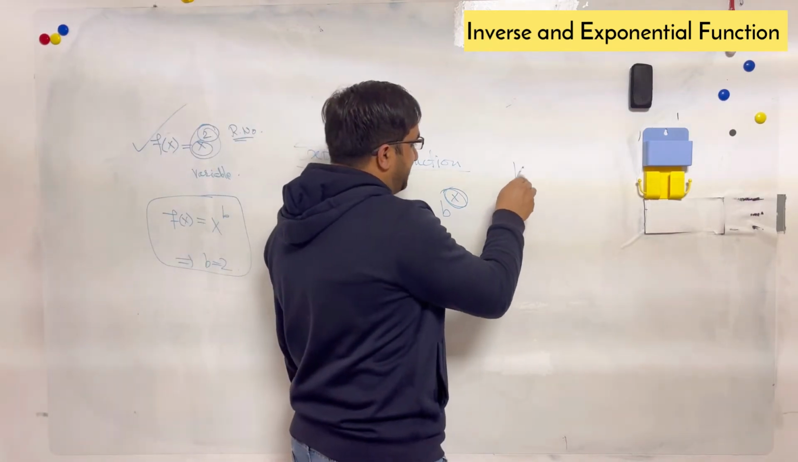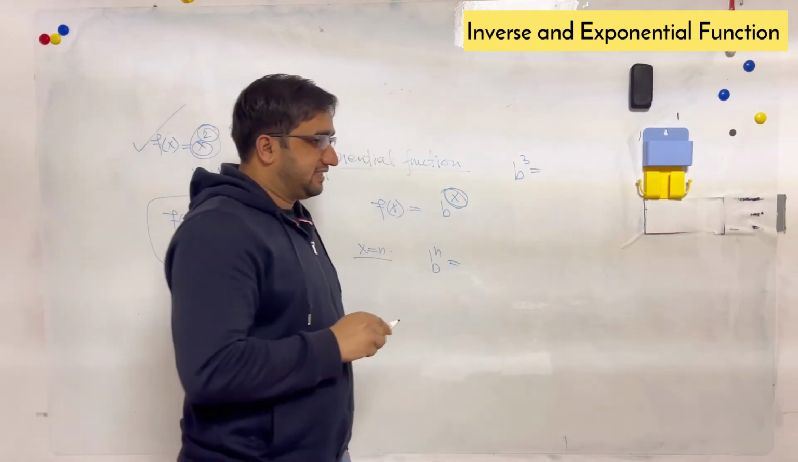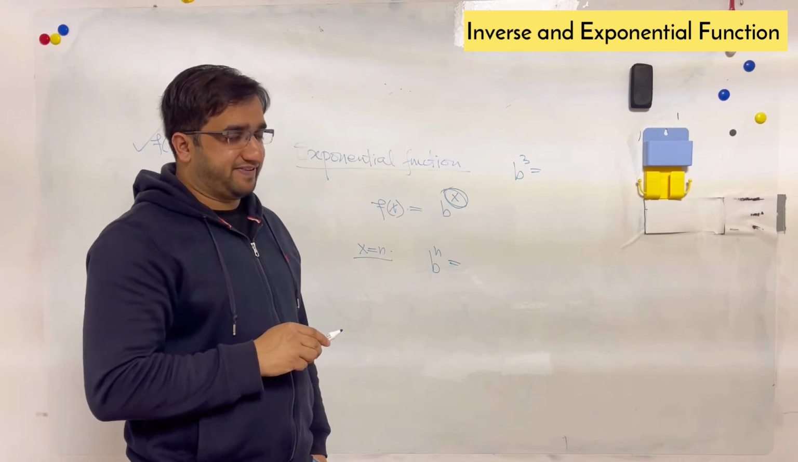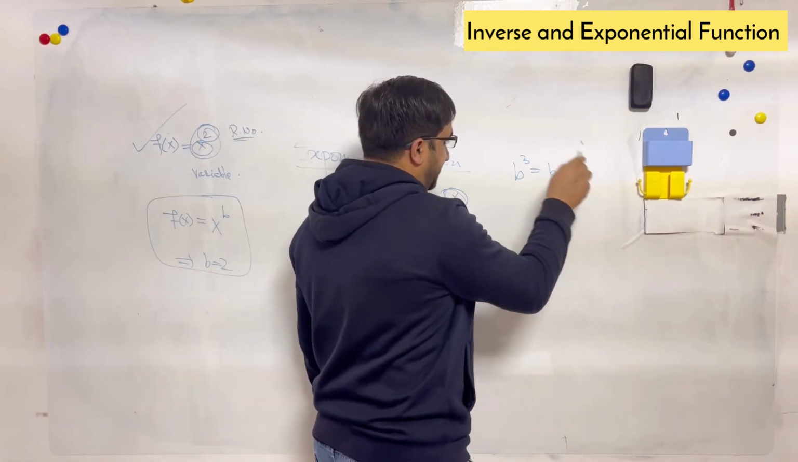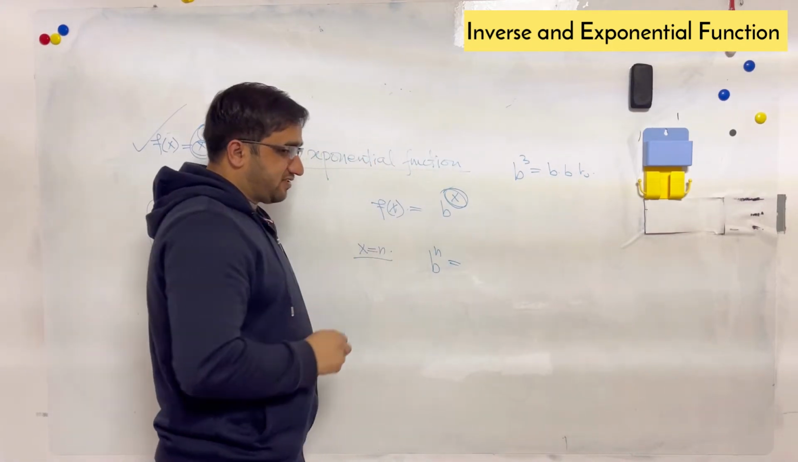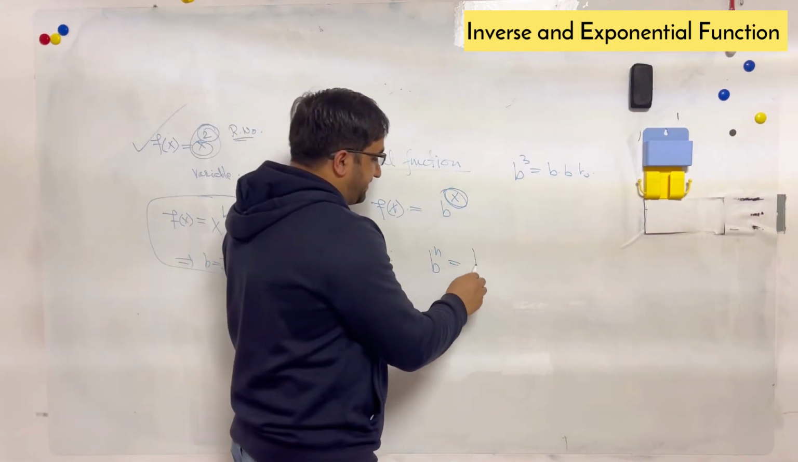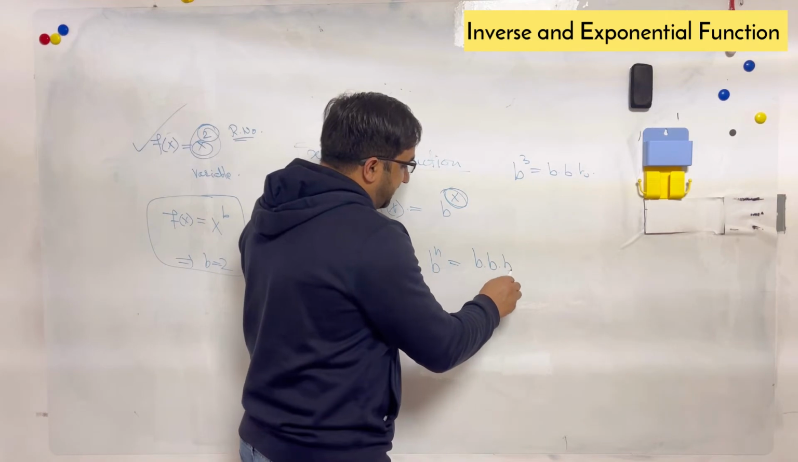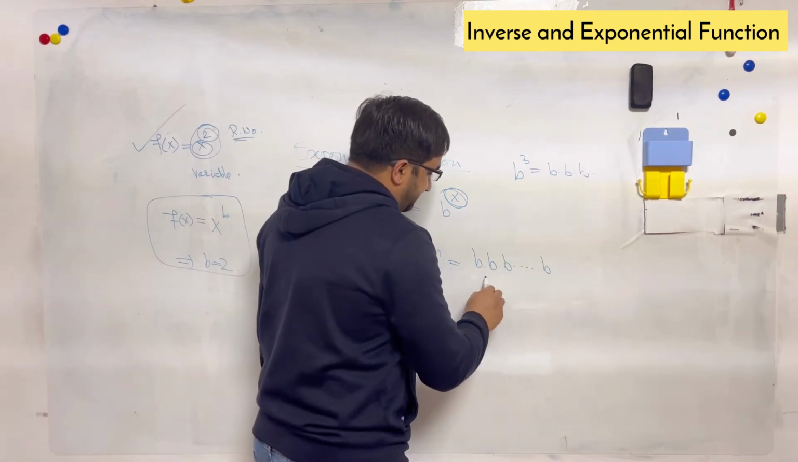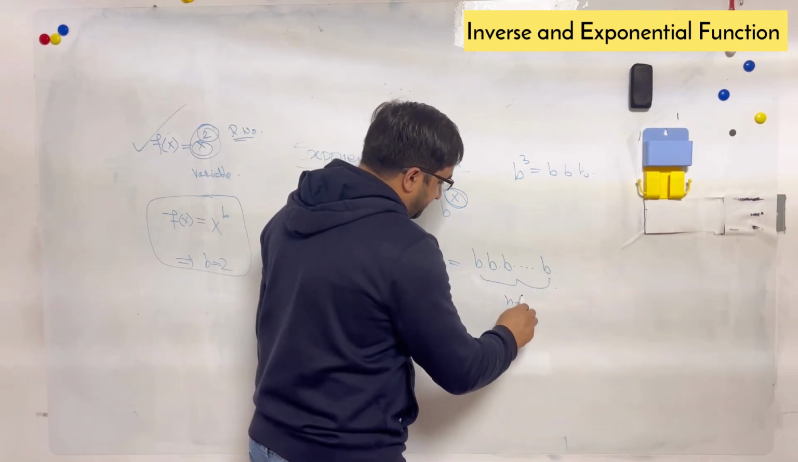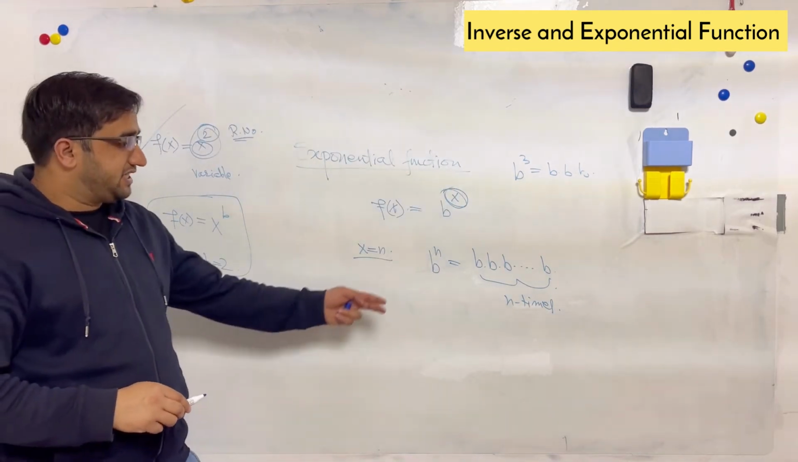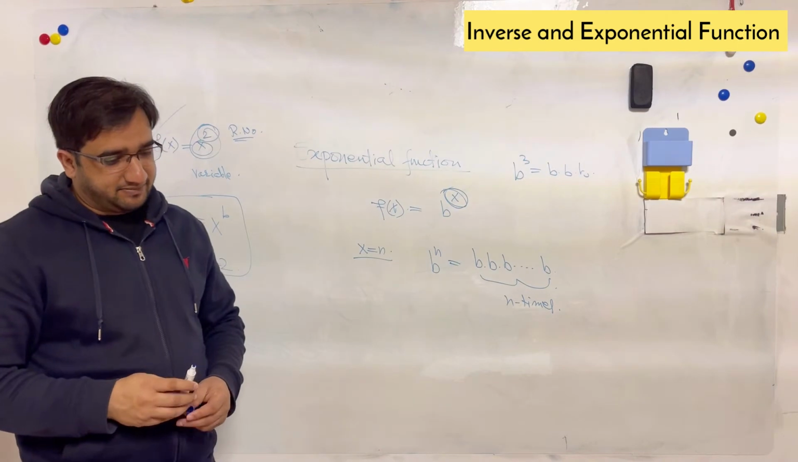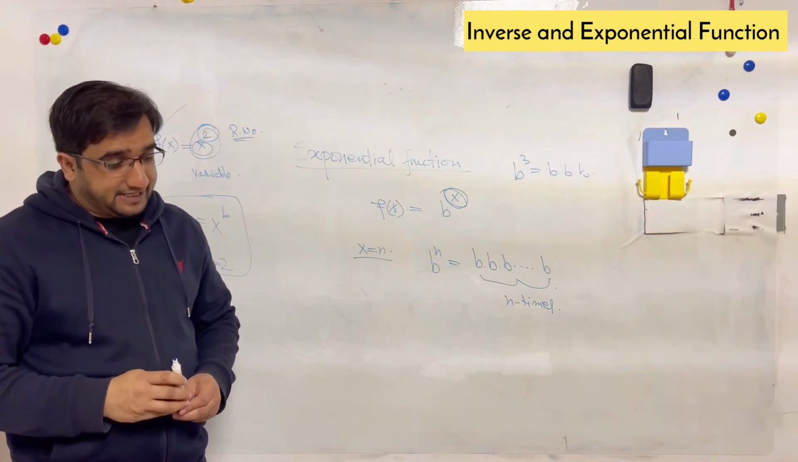How to write b raised to the power 3 in the form of factors? b into b into b. So if I have b raised to the power n, it means b is multiplied n times. So b raised to the power n can be written as b multiplied n times.